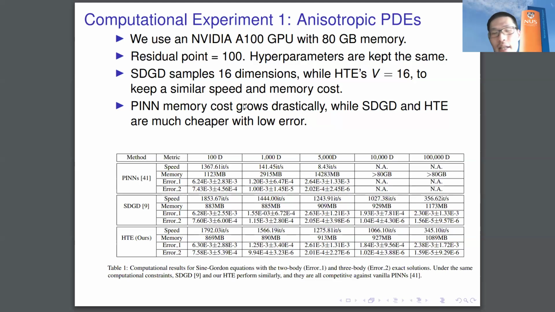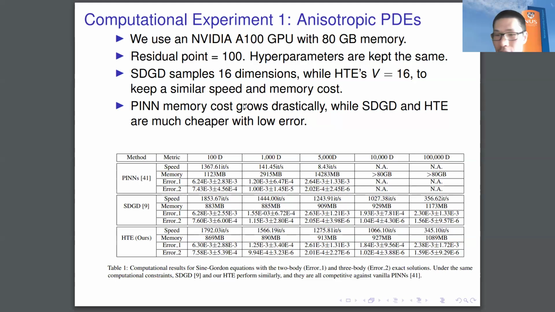And for HTE, the number of queries V is 16 to ensure that SDGD and HTE have a similar cost to compute, for a fair comparison. So in table 1, I show some results. Maybe we can look at PINN first.